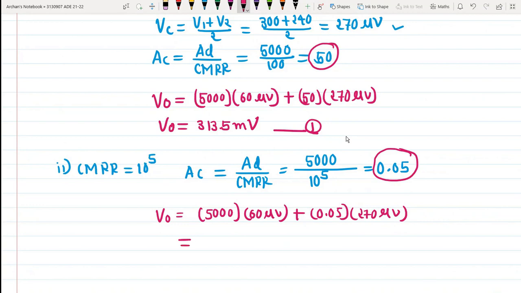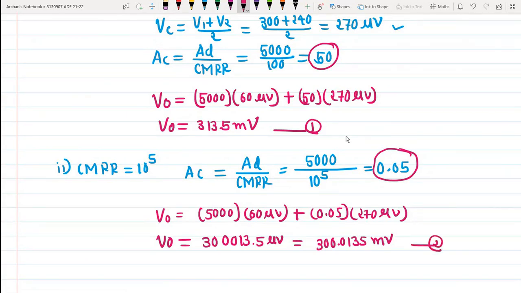So we will have an output voltage of 300,013.5 microvolt, or you can say 300 plus 0.0135 millivolt. Okay, so this will be the output voltage when we have increased our CMRR value.